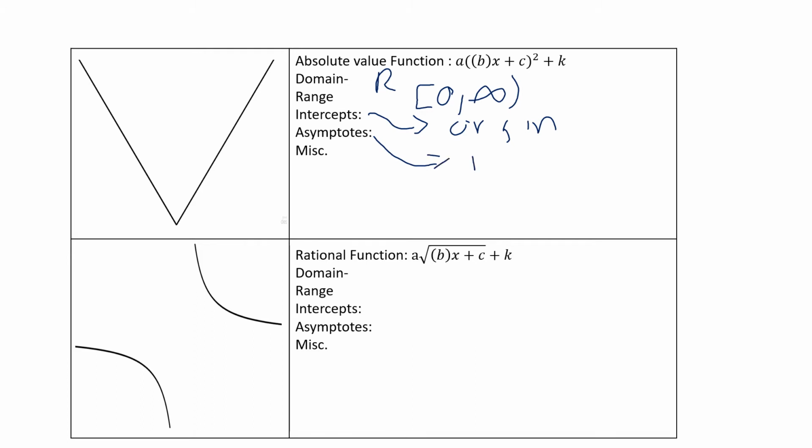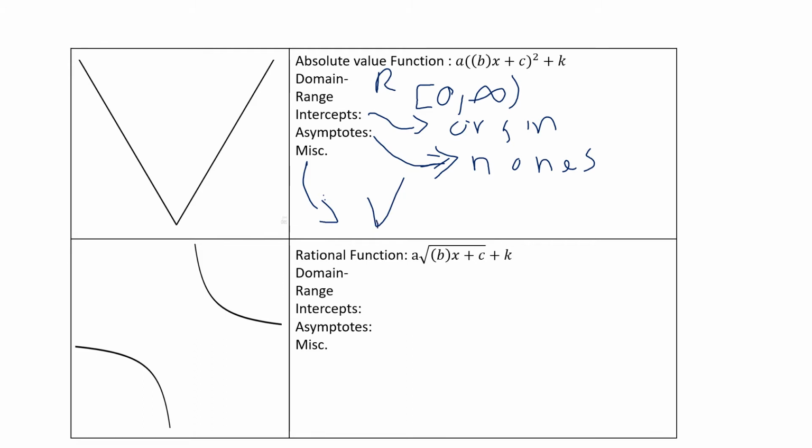Asymptotes? No, because it touches everything it wants to touch. Let me make this clear. It does not approach anything. It touches, like it touches 0. It does not approach it, it touches it. Anything else? V-shape wise, miscellaneous: all V-shape.